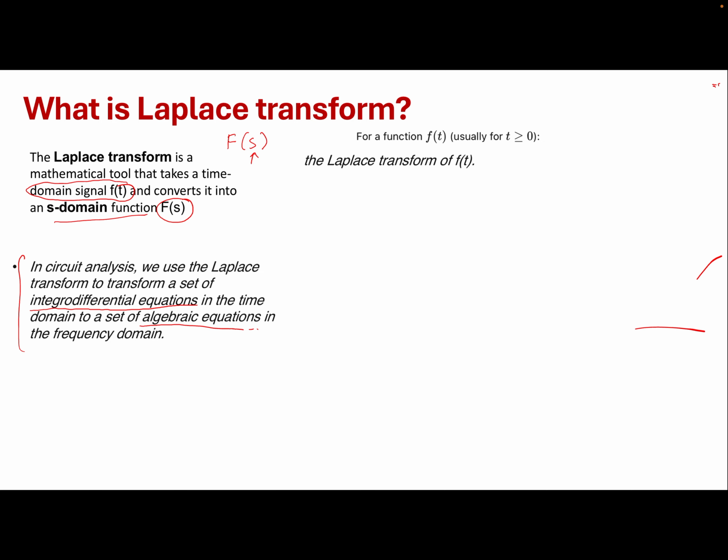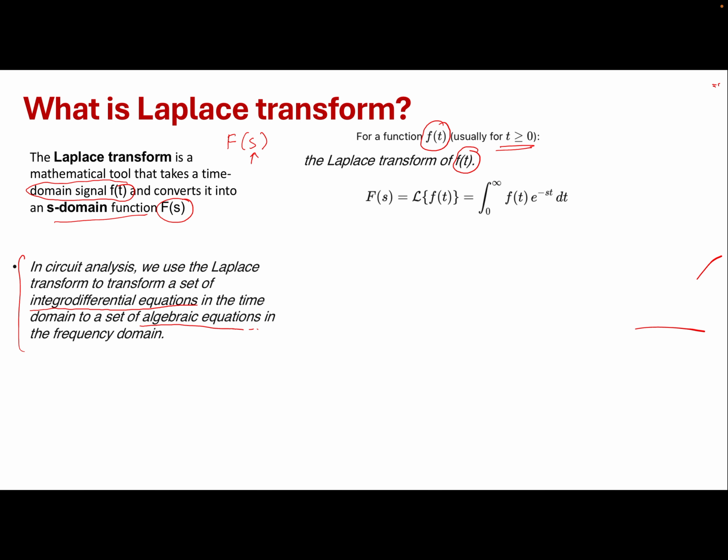Okay, so now let's assume a function f of t, which only exists for t greater than or equal to 0. If I'm going to take a Laplace transform of f of t, this time domain signature, how can I take a Laplace transform? What's the definition of a Laplace transform?